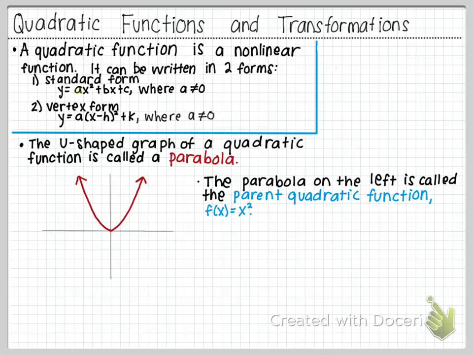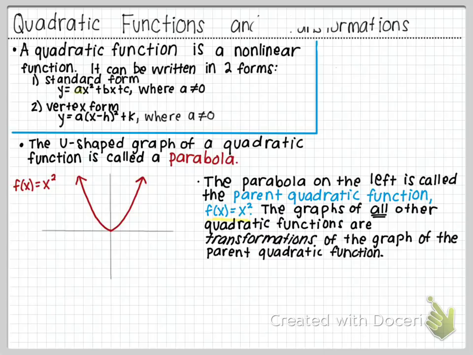And a parent function is just the simplest form in the family of functions. So for example, can we get any simpler for a quadratic than f of x equals x squared? No, we couldn't get any simpler than that in a quadratic. That is the simplest form, and that's called the parent function. Okay, so I just labeled that graph f of x equals x squared.